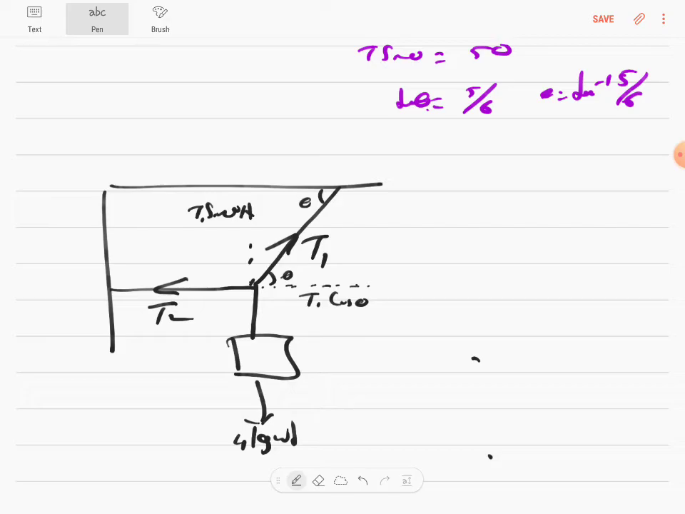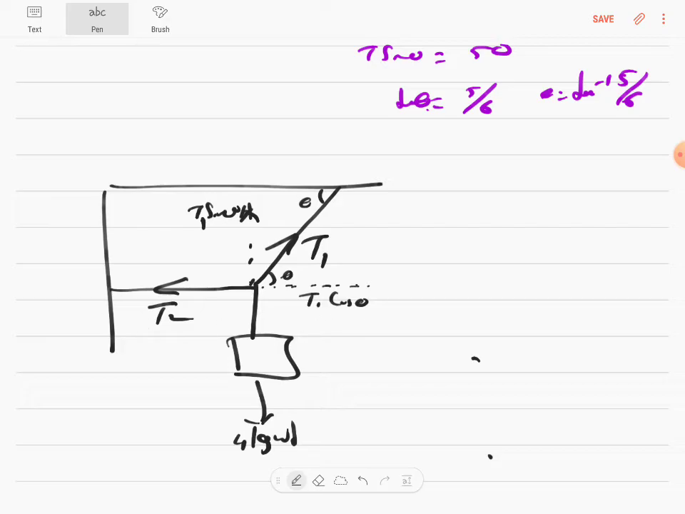Look at the way I am marking the theta and then arriving at T1 cos theta and T1 sin theta, which are these vectors. Now come to T2. T2 doesn't have any components because it's a straight line. It does not have any components, right? So what you are noticing is T1 cos theta should be equal to T2.